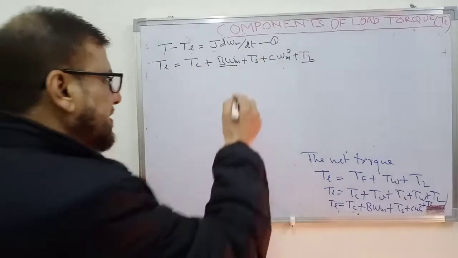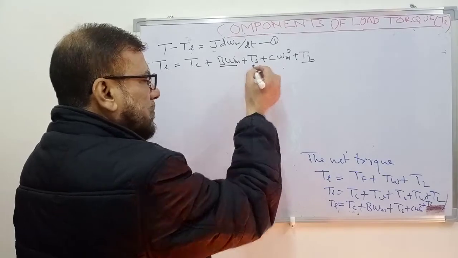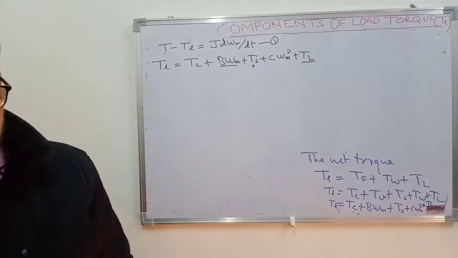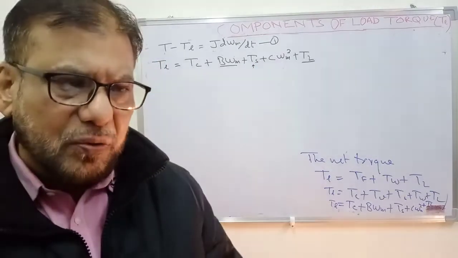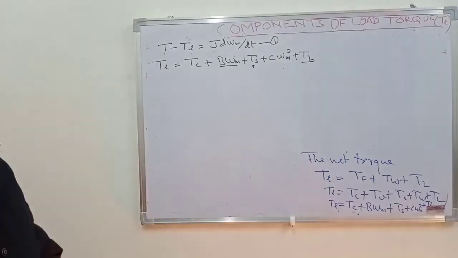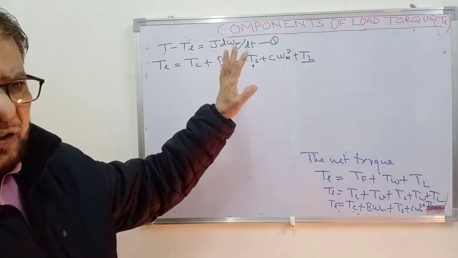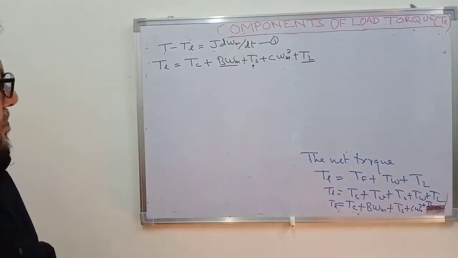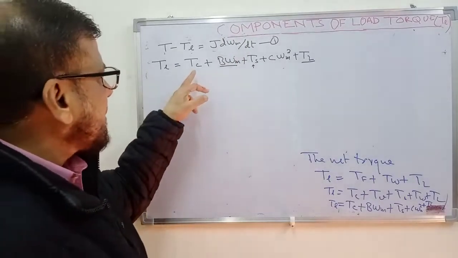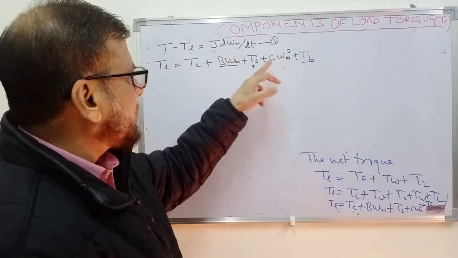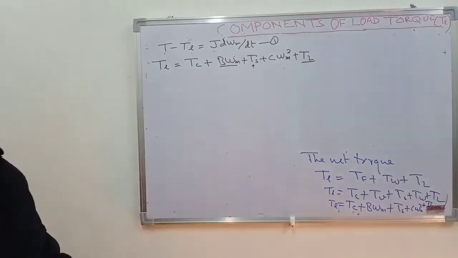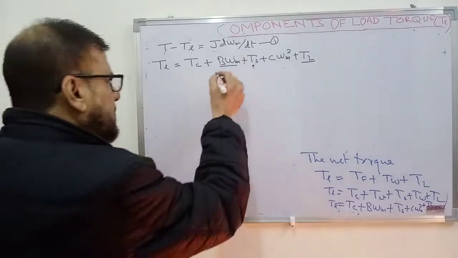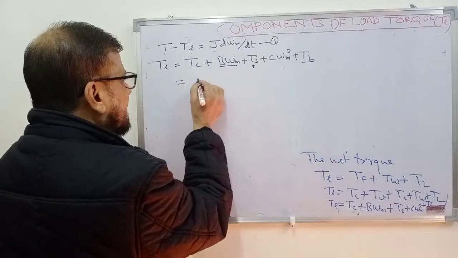This static friction is present only in the beginning near zero speed. When the motor is running and the load is moving, this torque is not there, so it is not considered in dynamic analysis. So you can neglect TC, C omega m square, and TS for dynamic analysis. The value of B can be increased slightly.